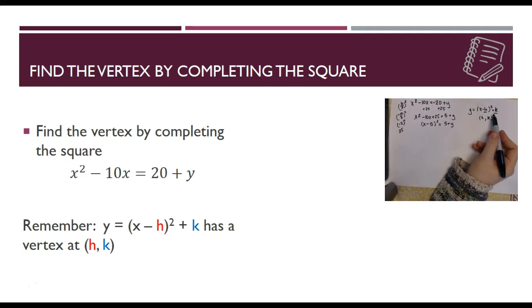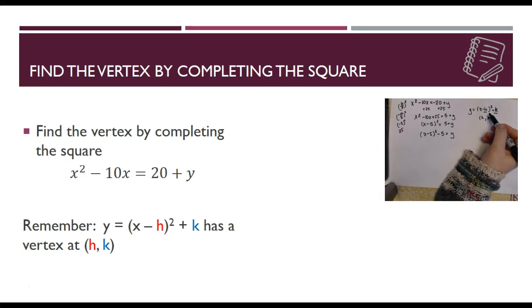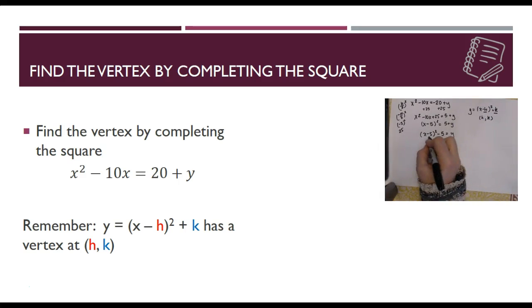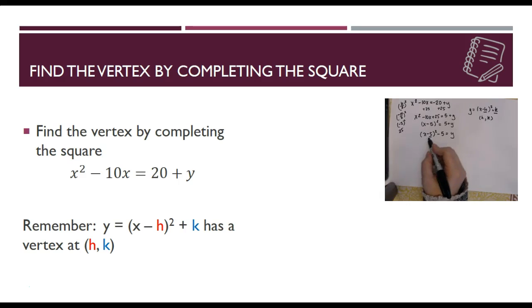And then notice here in my format, I need y by itself. So I'm going to go ahead and subtract 5 from both sides. And I'll get x minus 5 squared minus 5 equals y. And now I'm in this format here. So you can see that 5, not negative 5, because remember your format is x minus h. So 5 is my first half of my vertex point.